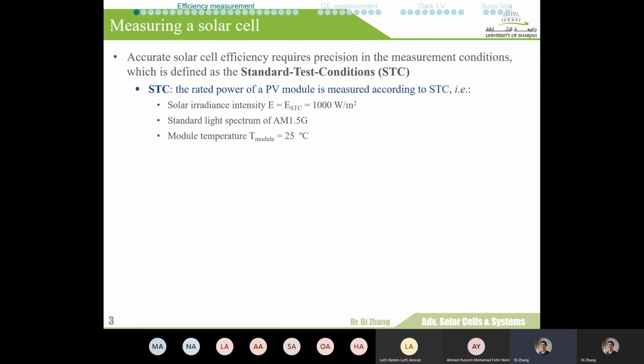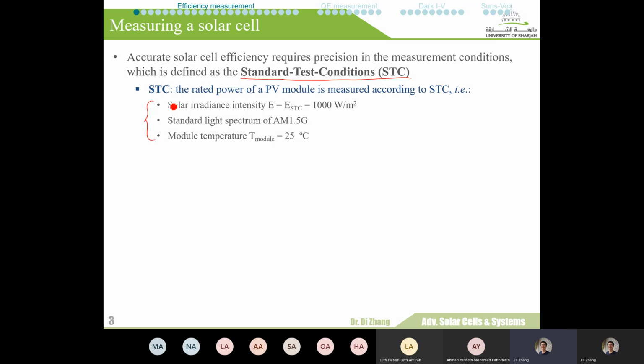So let's start for this chapter. The first topic we would like to mention today is the efficiency measurement for solar cells. As we learned before, the standard that we typically use to measure the solar cell is the STC, the standard test conditions. What is included in the typical standard test condition requirements? We typically have three basic requirements.